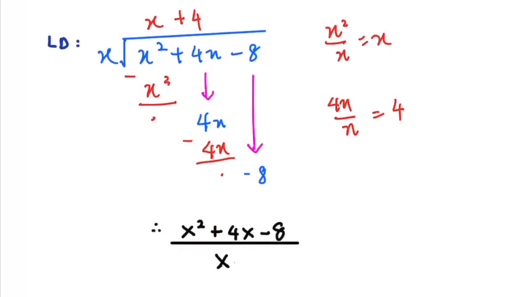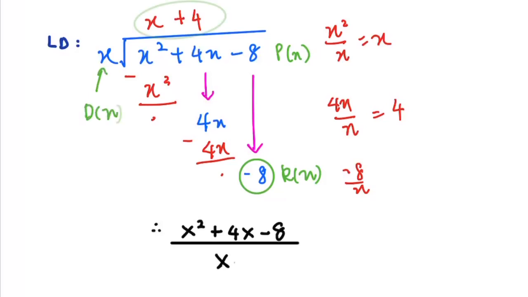Take note that you cannot further divide minus 8 with x, because this is actually x to the power of 0 and this is x to the power of 1. So the power of the numerator is smaller than the denominator, and you need to stop here. Let's declare this as our remainder. And then the question here is your polynomial divided with your divisor, and your answer here is your quotient. So let's write our answer here.